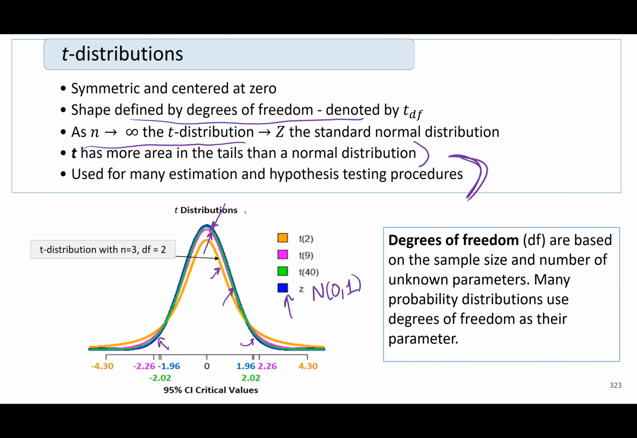It's very, very common. And then I just want to make a note here, degrees of freedom are based on the sample size and the number of unknown parameters. So the idea is if I had a sample of n and I had one mean, so I know the mean of this sample, that means that n minus 1 of the observations can vary if I know what the mean is before I know all of the values there.